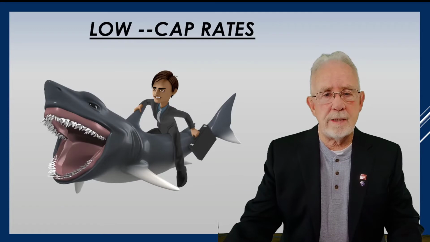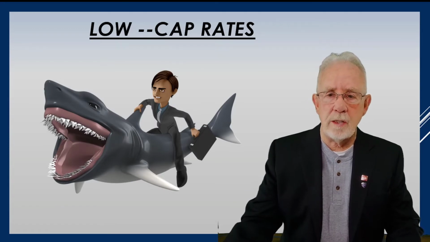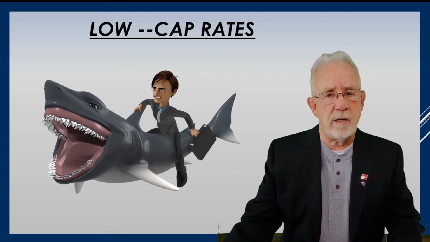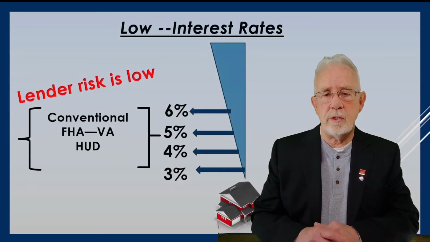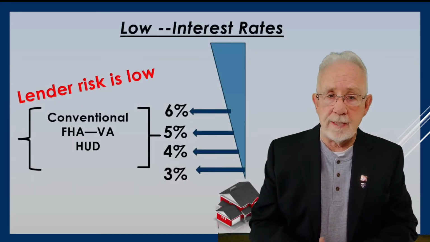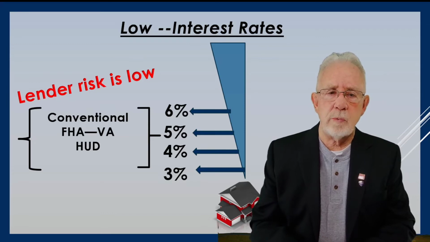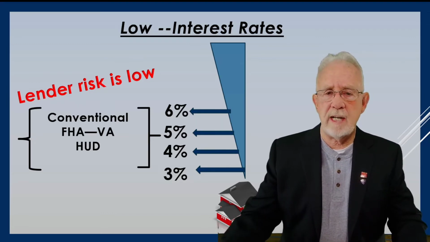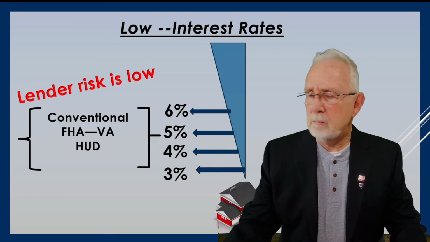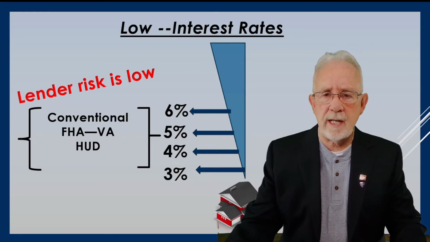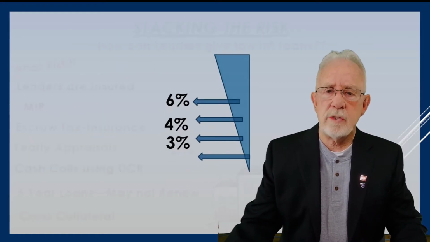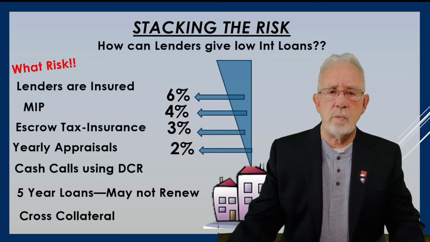Low cap rates, that's like riding a shark. Low cap rates leave you very little margin and you could be bit, and bit severely. So how does a lender give low rates? We see those rates, 3, 4, 5. Usually a conventional banker is around 6 or 6.5%. But we see these rates and they are low. So how does the lender do that? Here's how they do it. Stacking the risk, I call it.